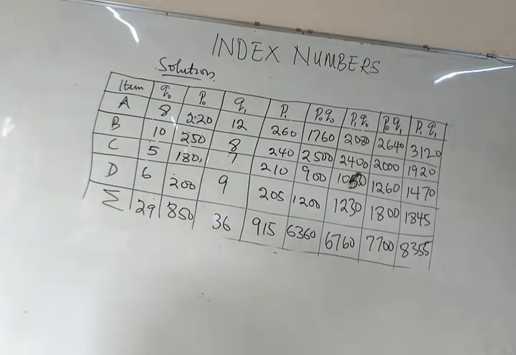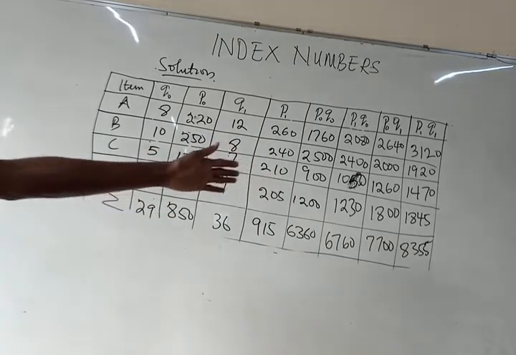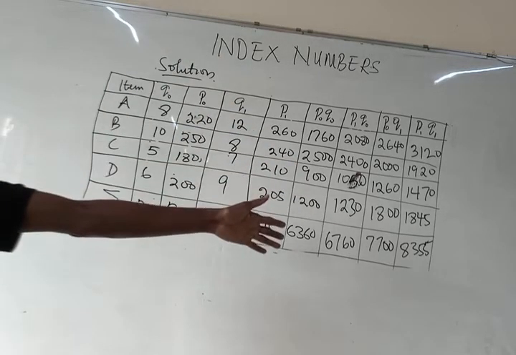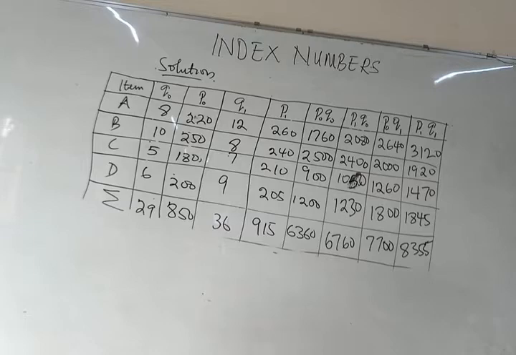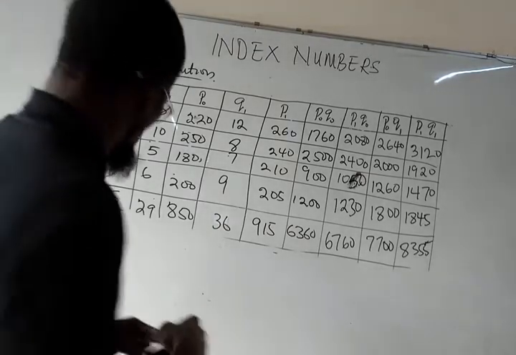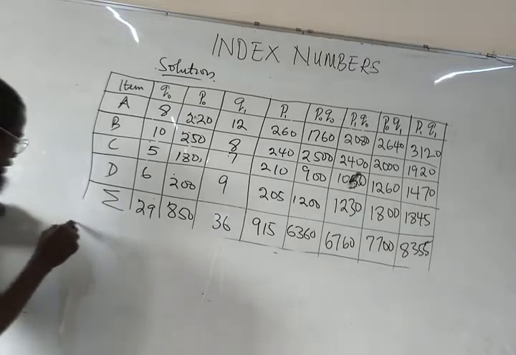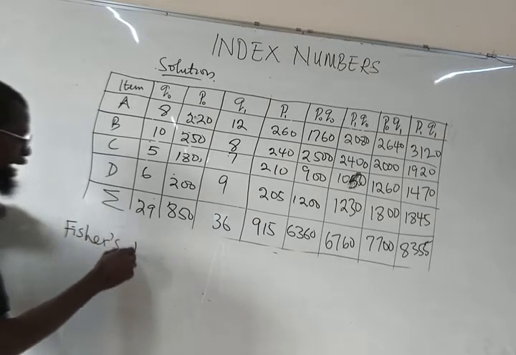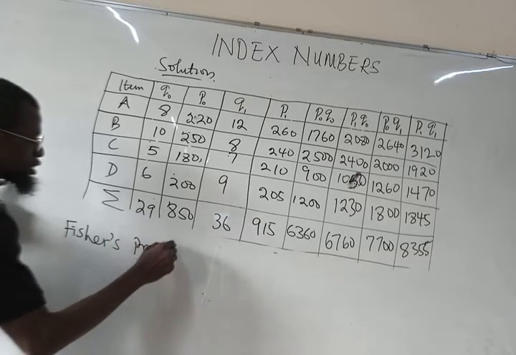What do we mean by geometry? Just take the square root. Take the square root of both what you have found, the Laspeyres and that of the Paasche. Take the square root of the two, then you have the result. Are you with me? That is Fisher's price index.